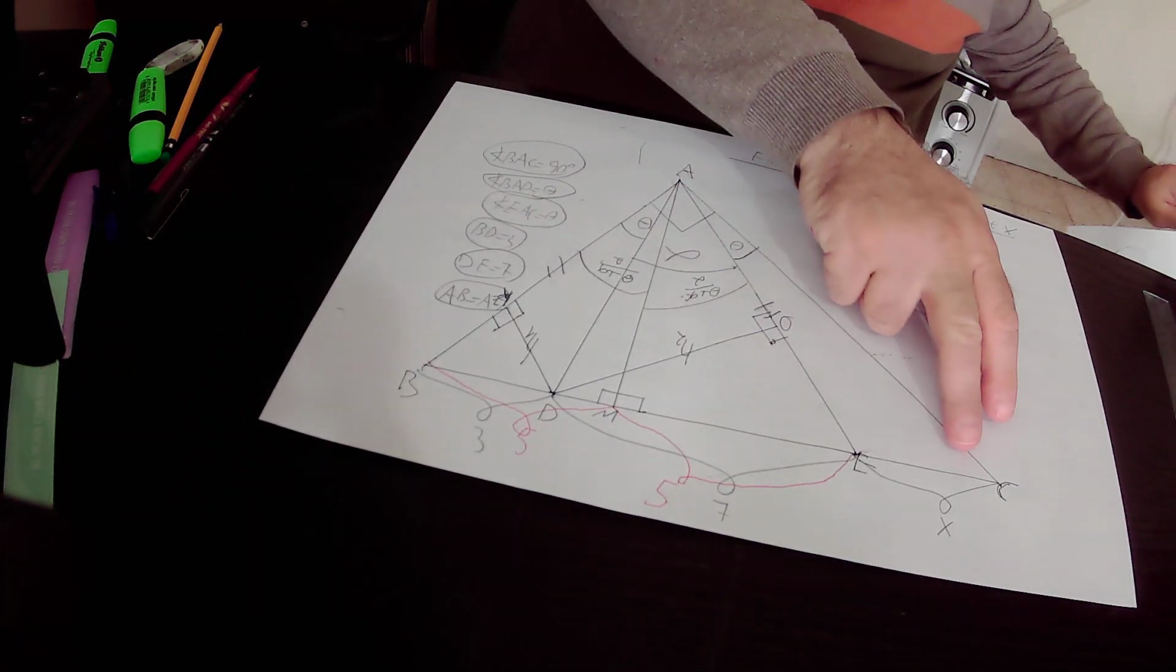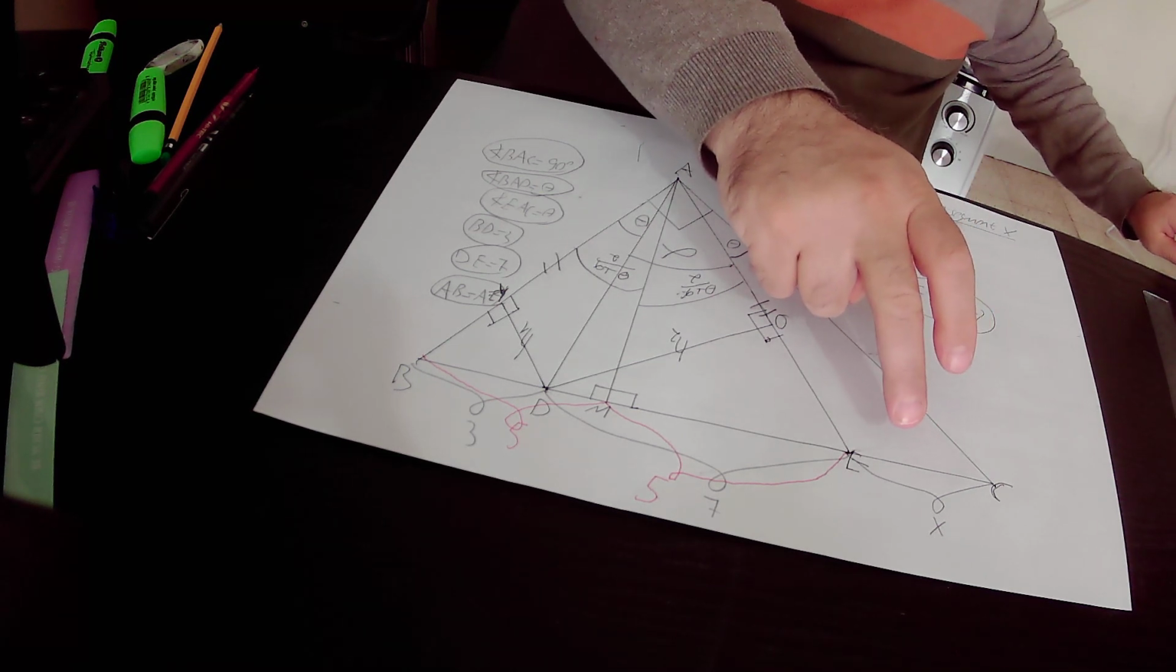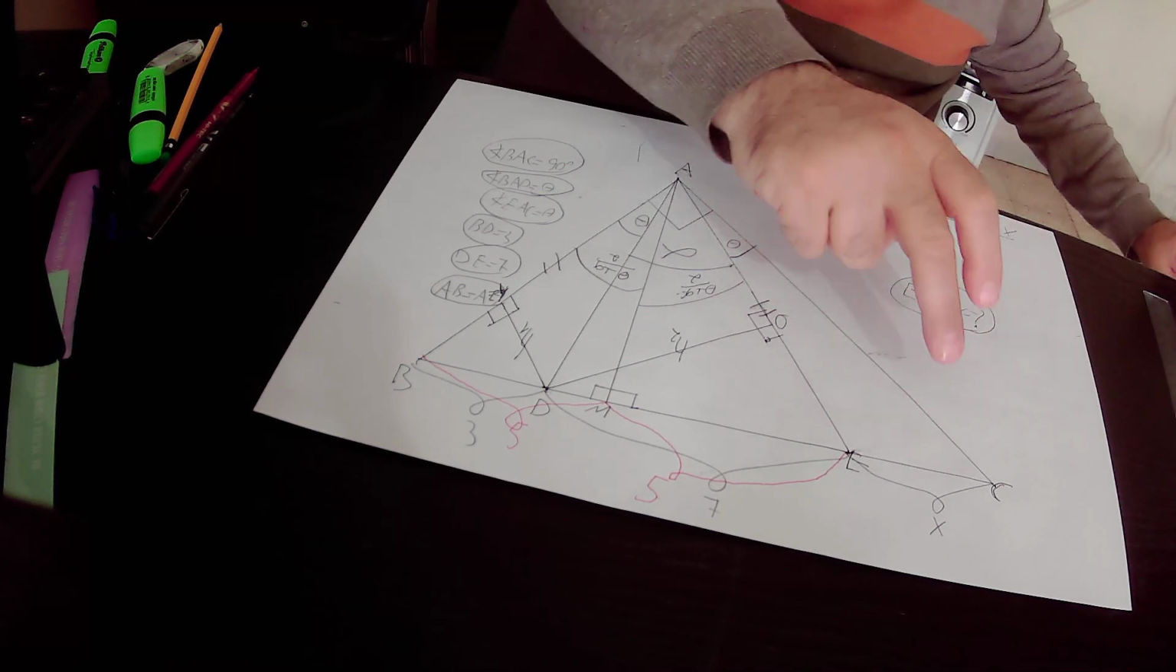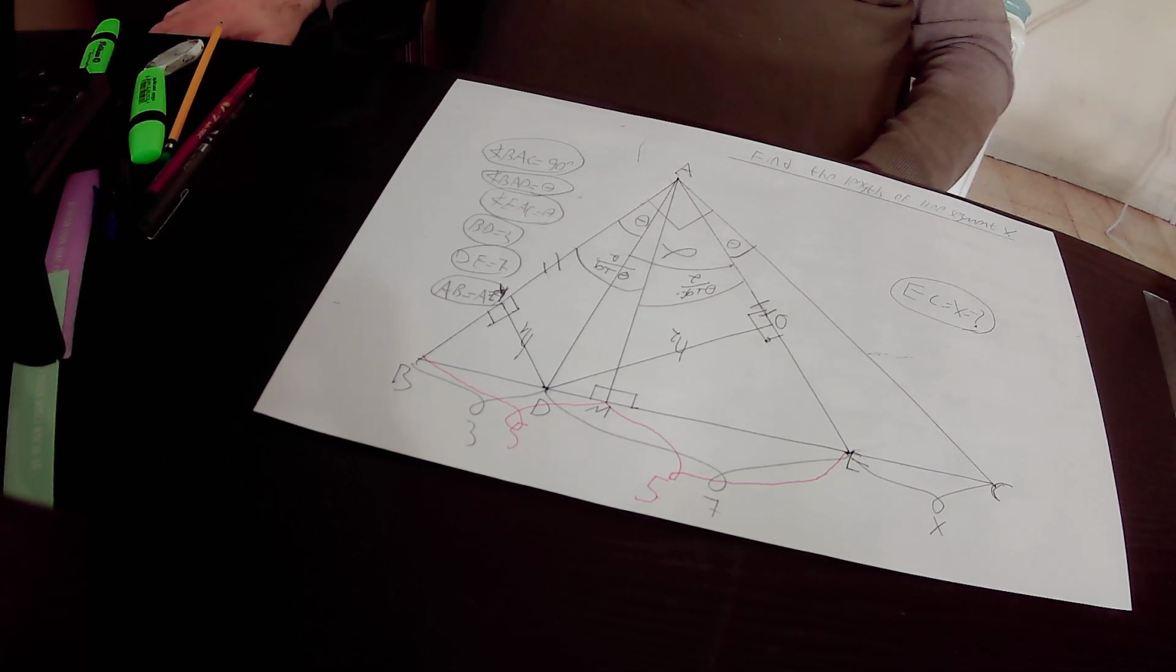Here, x, that equals CE, is equal to 5 units. So the answer to the question is that x equals 5 units. Okay, thank you very much.